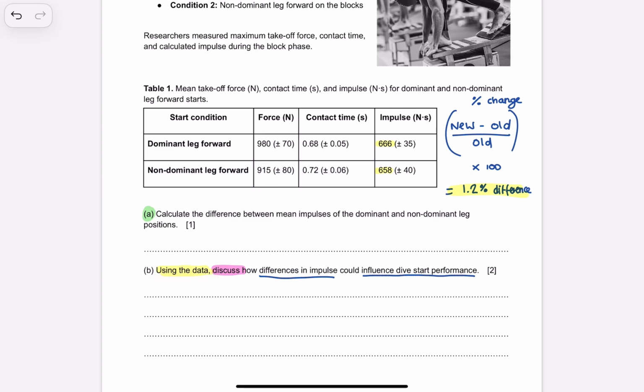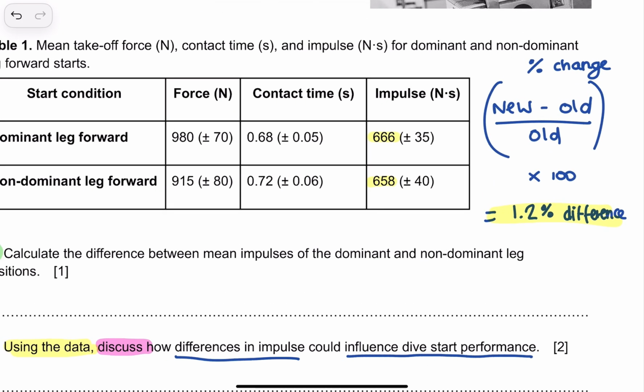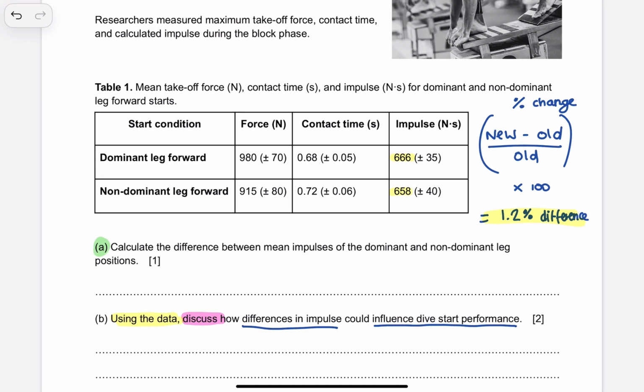So when you look at the data a bit more closely, some of you did talk about contact time and force, which is absolutely fine. But if you look at the difference between these values, it's only 8 newtons per second difference. You're only gaining a tiny little bit of force by changing your leg position, and that seems odd. So that's something that you could have pointed out.